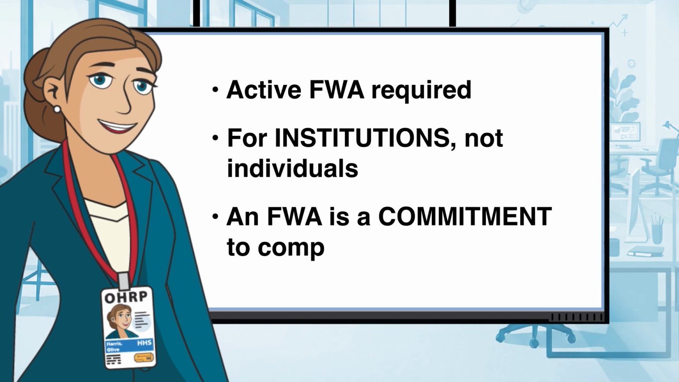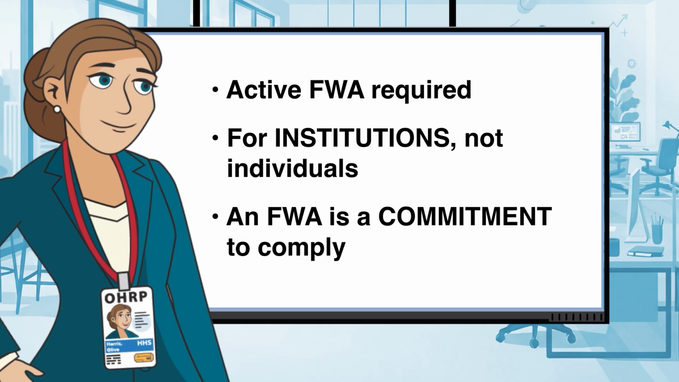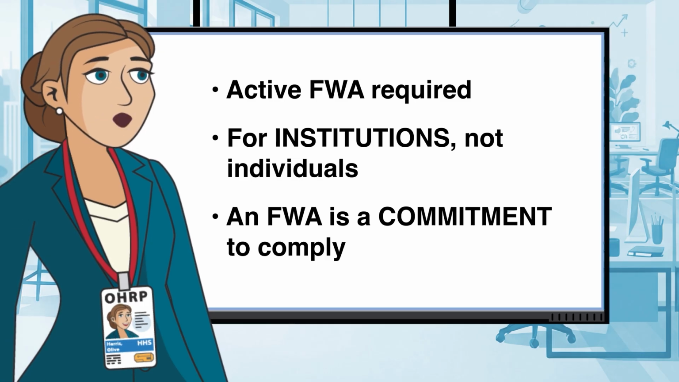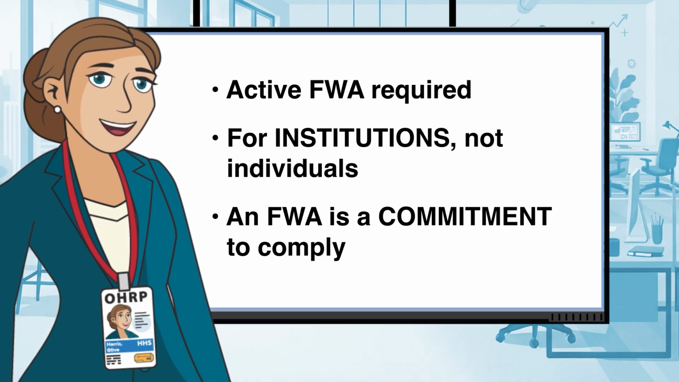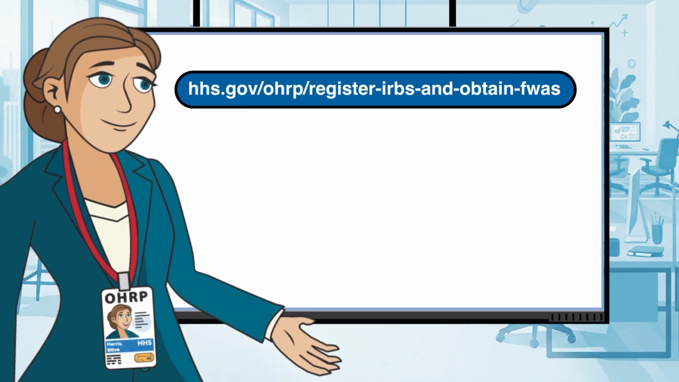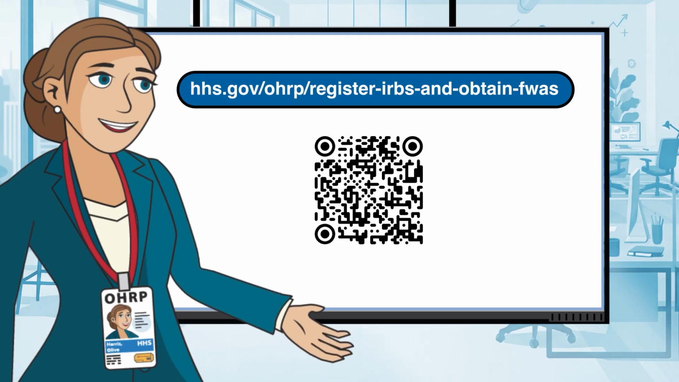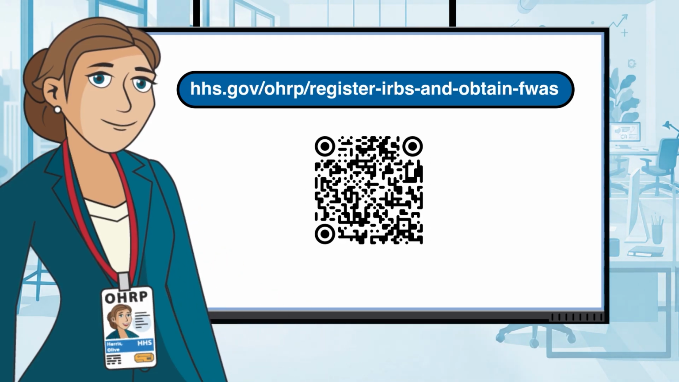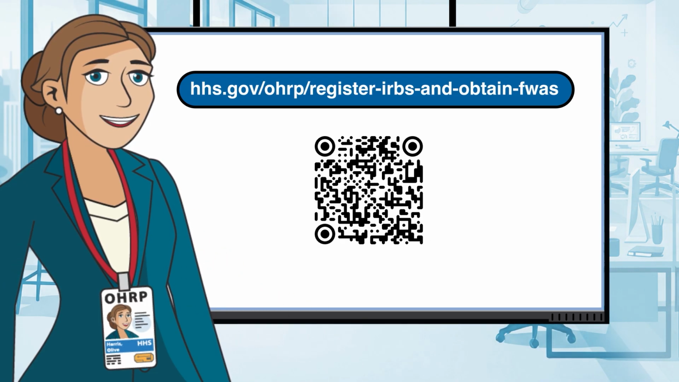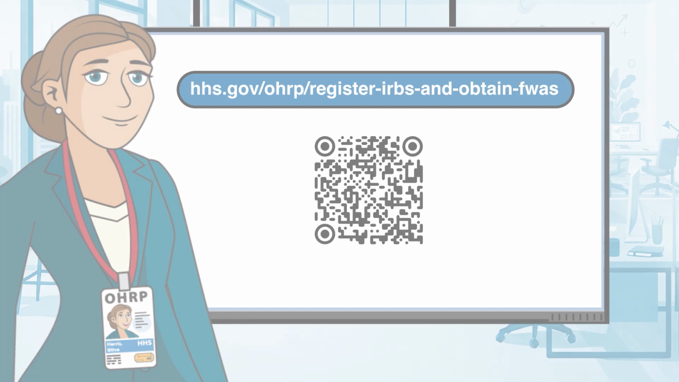FWAs are for institutions, not for individual researchers or institutional review boards, IRBs. Also, having an FWA isn't a certification of compliance. It's your institution's binding promise to uphold the regulations. You can find more details, including the full terms of the FWA, on our website. We've put a QR code and the link on screen for you.